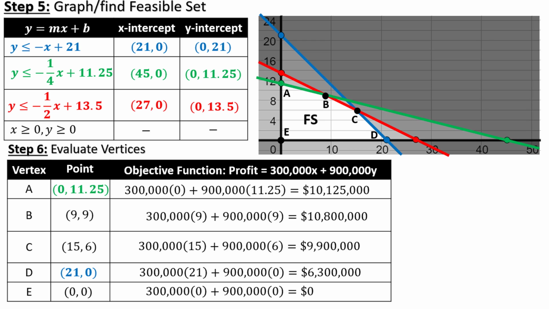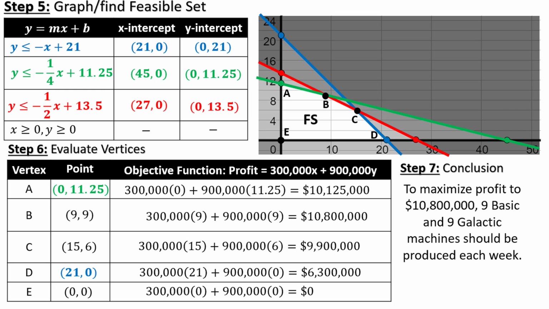We can see that the maximum profit is obtained when 9 of each machine are produced, and the profit is $10,800,000. Finally, we are on the last step, which is to write a concluding statement. To maximize profit to $10,800,000, 9 basic and 9 galactic time machines should be produced each week.